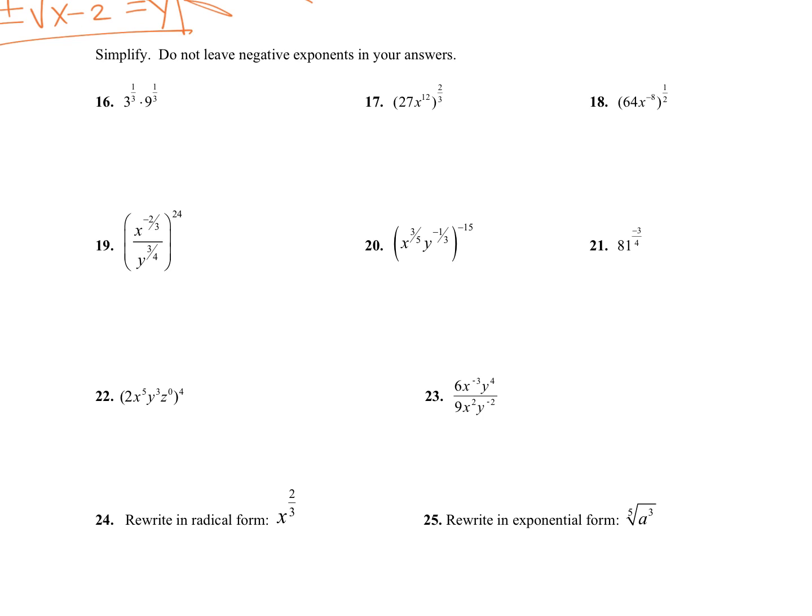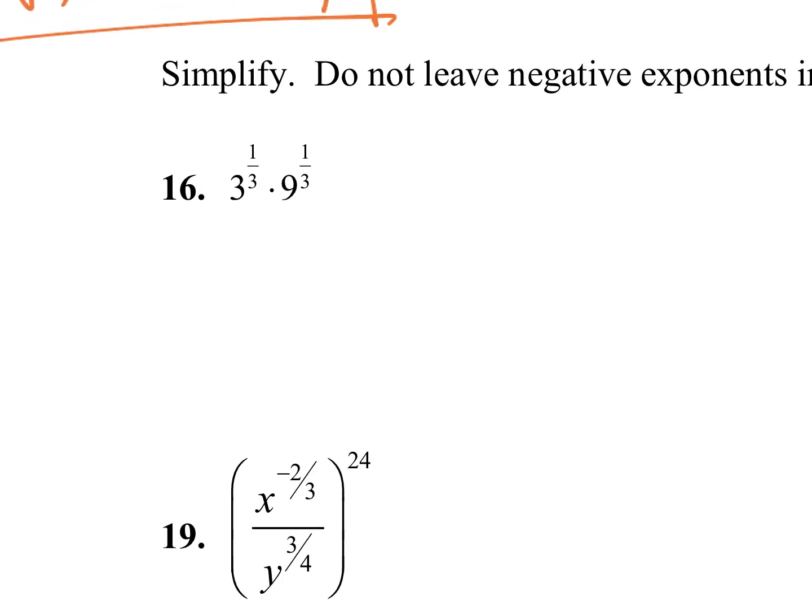Okay, 16. Simplify, no negative exponents, okay? So number 16 here. What's another way to write 3 to the 1/3 power? Cube root of 3 to the first power. Yes, so that would be the cube root of 3. This would be the cube root of 9. What do you do with that? Can you multiply those? You can, right? Because they're both cube roots. So it's going to be the cube root of 27.